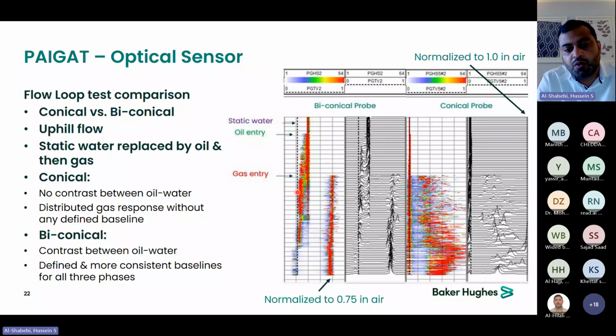The very low value is for oil, the medium one is water, and we have the gas peak at a very high histogram. But in the conical, it only differentiates between liquid and gas. Another observation is that the baseline for the gas in the biconical is very stable, but if you compare it to the conical one, it is unstable. So this will help us get the baseline for accurate holdup measurements, while over here, if you set your baseline, you can miss some of the holdup measurements.